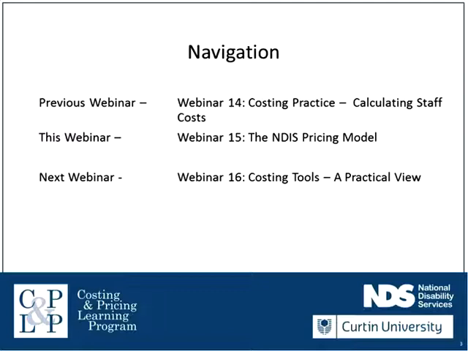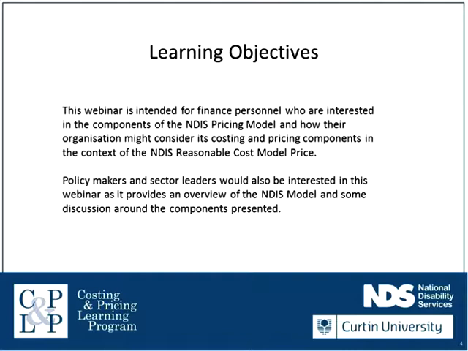In webinar 15, so this webinar, we're looking at the NDIS pricing model and, if you like, working backwards to an extent to understand how we can reconcile our costs against those costs that help to derive the price that is offered by the NDIS. The next webinar, webinar 16, will look at costing tools, so the same sort of area but looking at the organisational perspective. Let's have a look at this particular topic now.